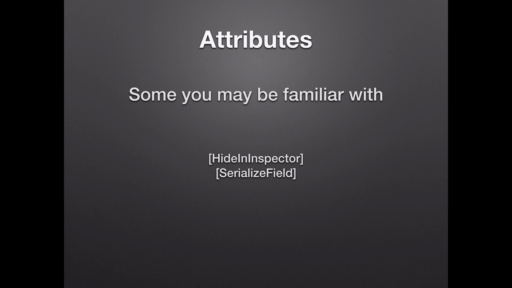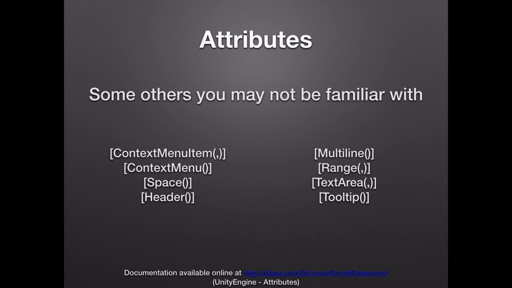However, there are also some others that they add that you may not have seen before. Context menu item and context menu are all about giving you right-click menus and options to do things with your class. Space adds a space in the inspector between two fields. Header will add a bold header text above a field. That's pretty good for separating out sections of variables and things like that.